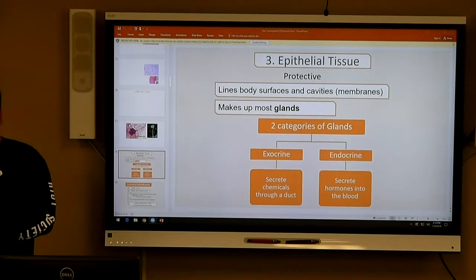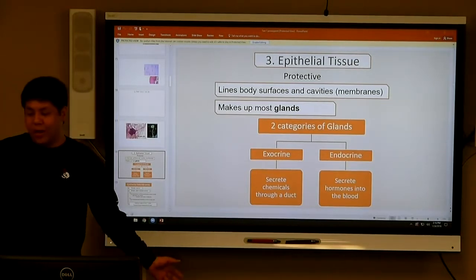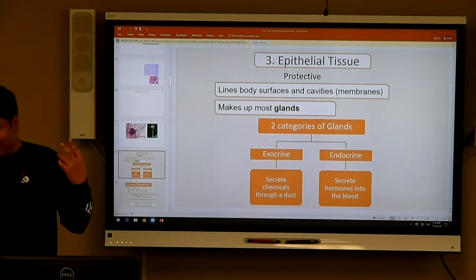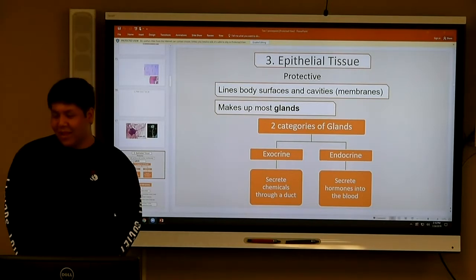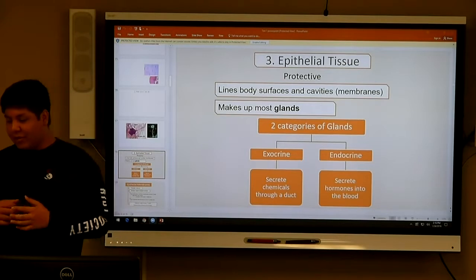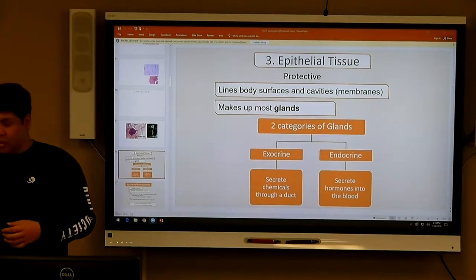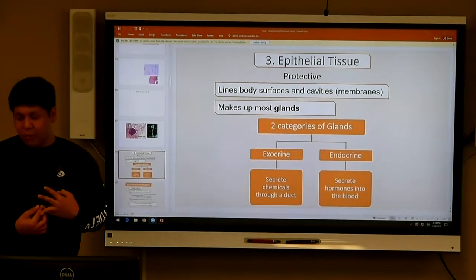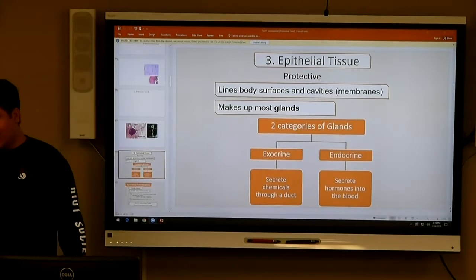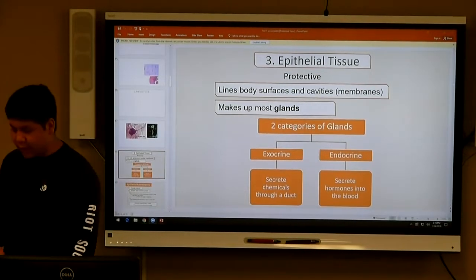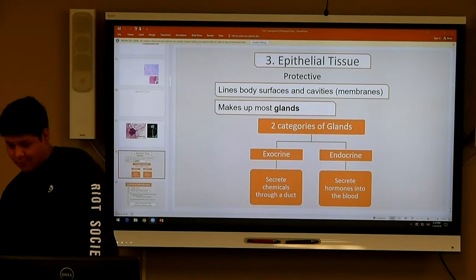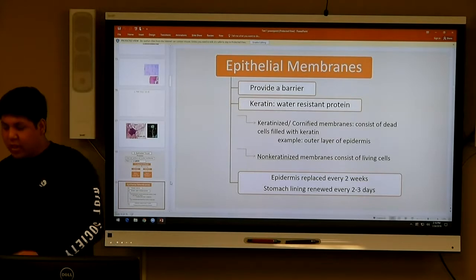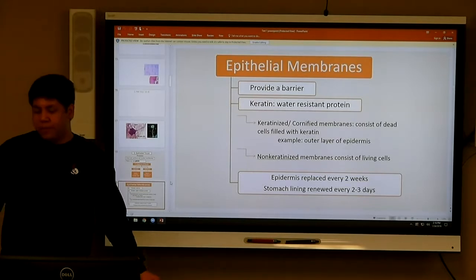So the first thing is the third of the tissues, the epithelial tissue. It lines body surfaces and cavities and makes up most glands. There are two categories of glands: exocrine, which secrete chemicals through a duct, and endocrine, which secrete hormones into the blood. And then the epithelial membranes provide a barrier.